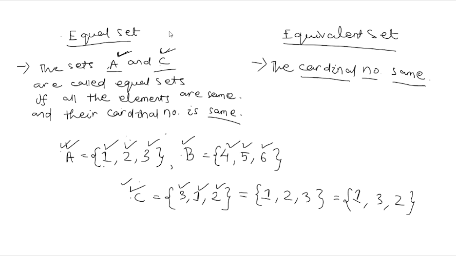If two sets are equal, let's say set A and set C are equal, then we can represent it like A equal to C. But in case of equivalent sets, we represent it like n of A equal to n of C. If two sets A and C are equivalent, then we can write it as n of A is equal to n of C. This means the number of elements present in set A is called the cardinal number and it is represented by n of A. That means the cardinal number is the same.